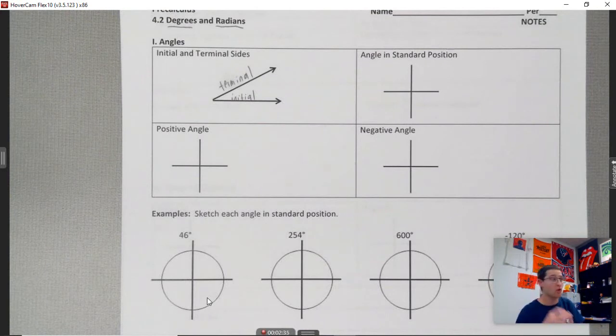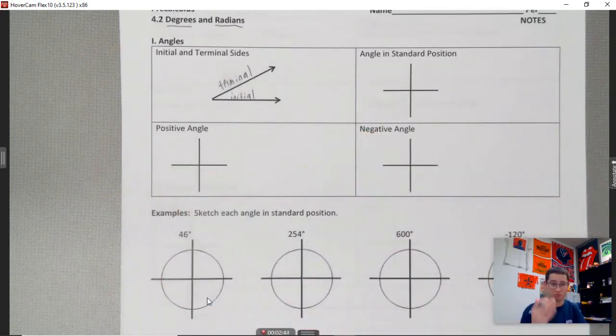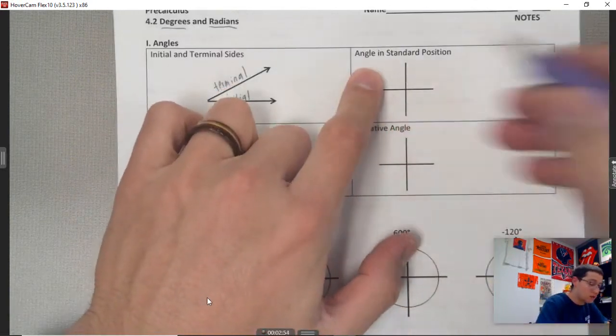And by the way, there's a lot of vocab in this video. So the vocab is super important. You see words like this: initial, terminal sides, boom, got it. Angle in standard position, that's our next vocab word. A lot of this will have to be known. You have to know this vocab, and you need to be very comfortable with using it. All right, angle in standard position.